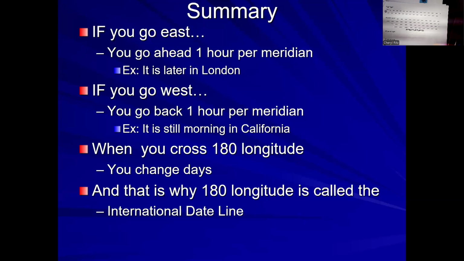So this is everything you need right there where it says, if you go east, you go ahead 1 hour per meridian. Example, it's later in the day in London. They're 5 hours later than us. If you go west, you go back in time. California, it's still the morning there. And when you cross 180, you actually change days. It goes from being today to being tomorrow. Or if you're going the other way, it goes from being today to yesterday.